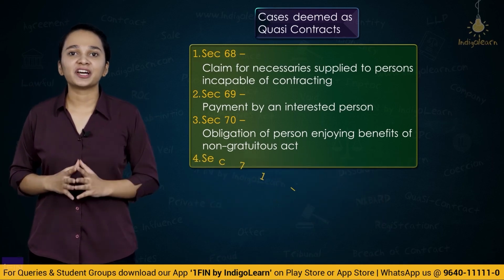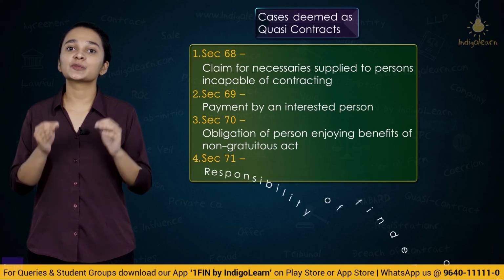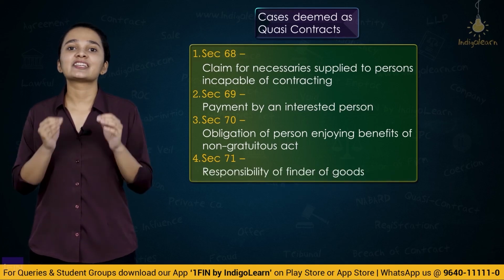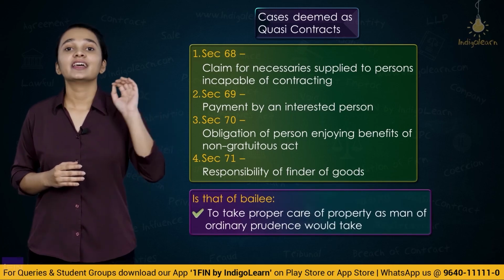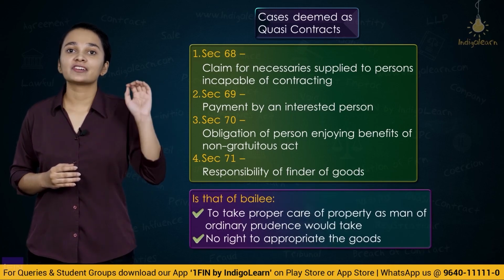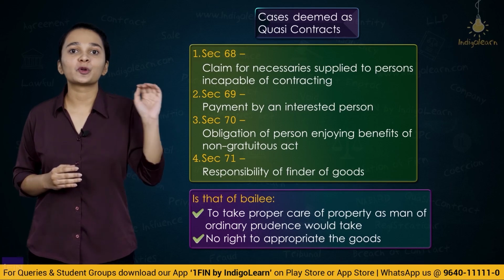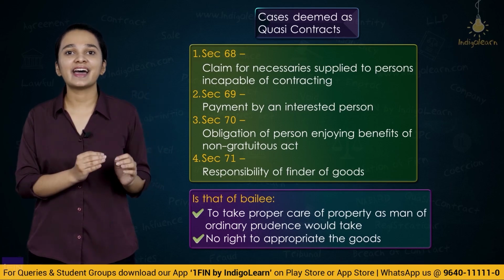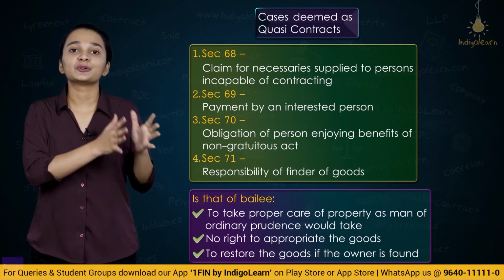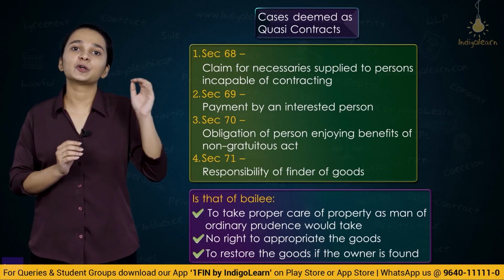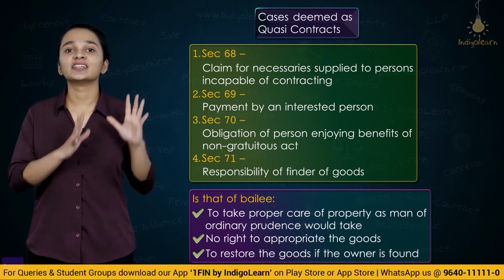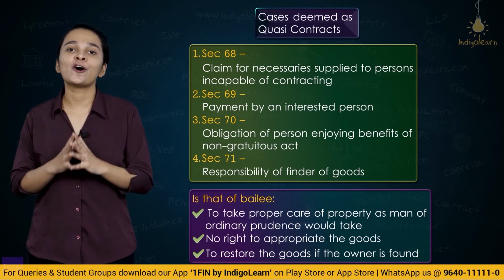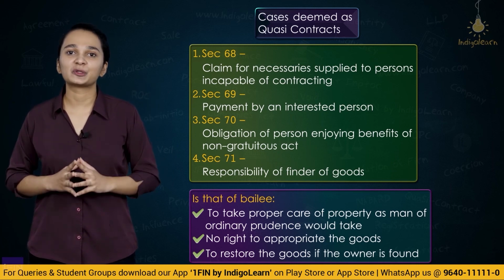And in section 71, we have understood that the responsibility of a finder of goods is just like a bailee. He has to take proper care of the goods. He does not have a right to use the goods. No appropriation of goods can be done. And he has to restore the goods or return the goods back to the true owner when the true owner is found. So, these are the rights and responsibilities of a finder of goods.